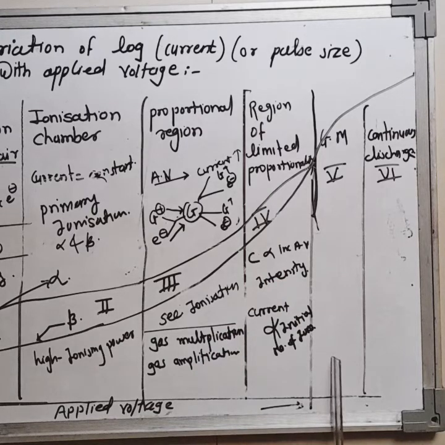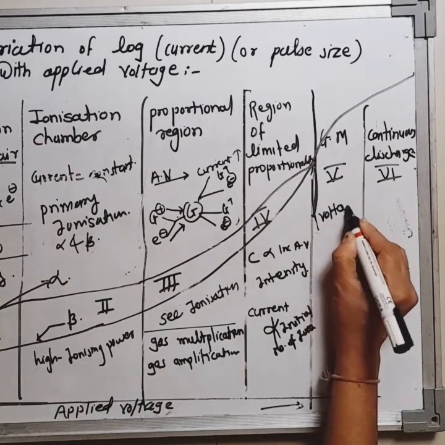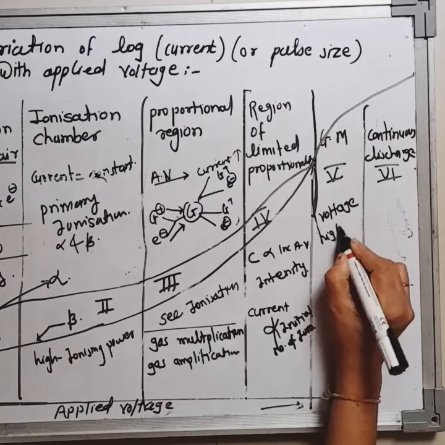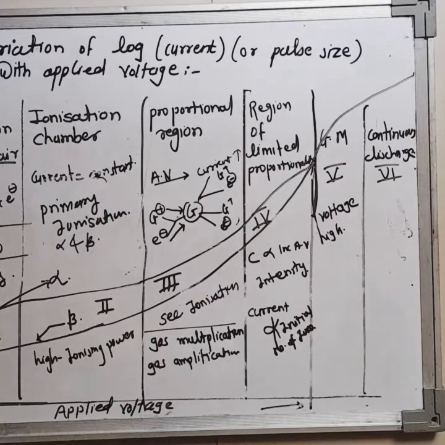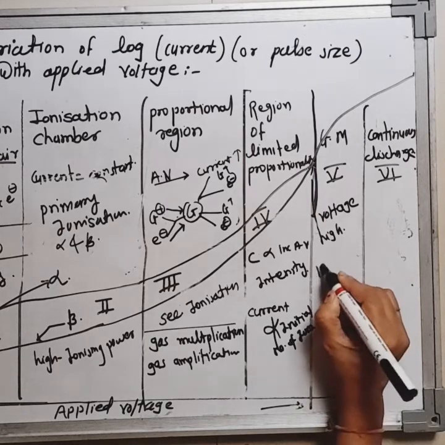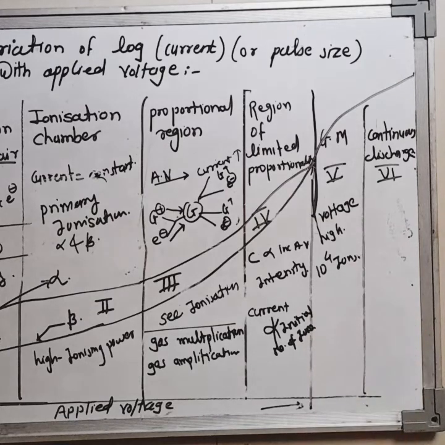So the fifth one is the GM counter or Geiger region. In this region, the voltage is very high. A primary ionizing event forming one or two ion pairs will regenerate a current equivalent to the formation of 10 raised to 4 ion pairs. The current therefore becomes independent of the initial number of ion pairs and again reaches a saturation value.